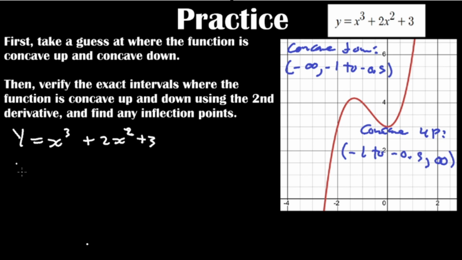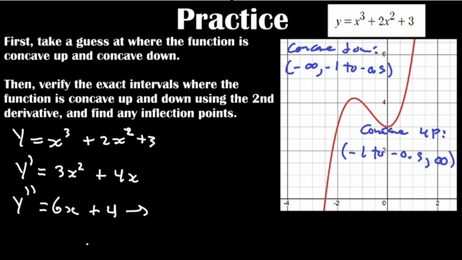To get our first derivative, we differentiate once. We get 3x squared by the power rule plus 4x, because 2 times 2, and then reduce power by 1. And that plus 3 just goes away when we differentiate it. Our second derivative is given by 6x plus 4, because we bring this 2 down, but it gets multiplied with the 3. Now, we just need to solve for where this is positive and negative.